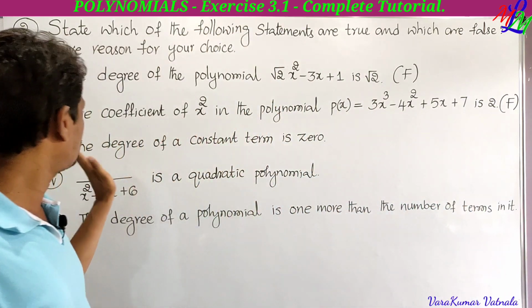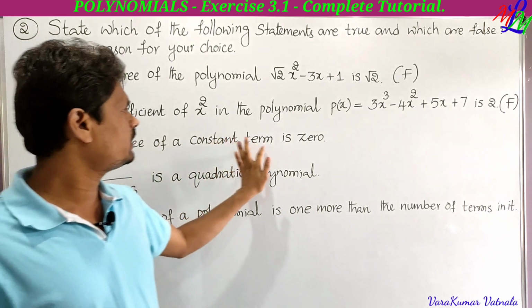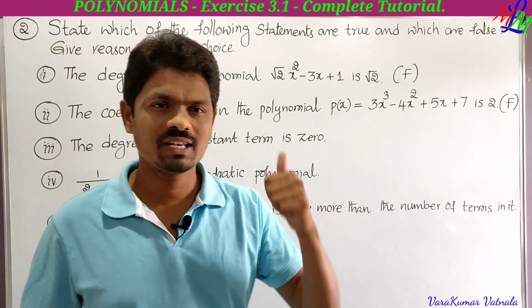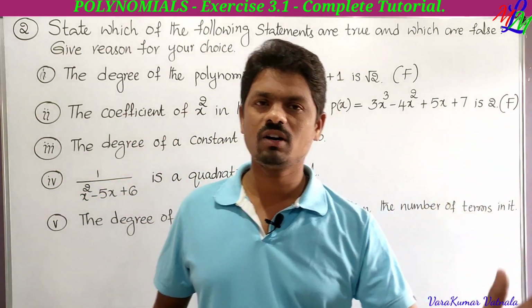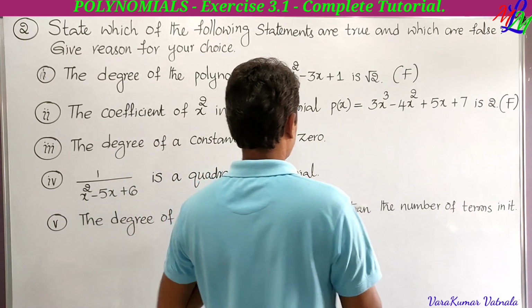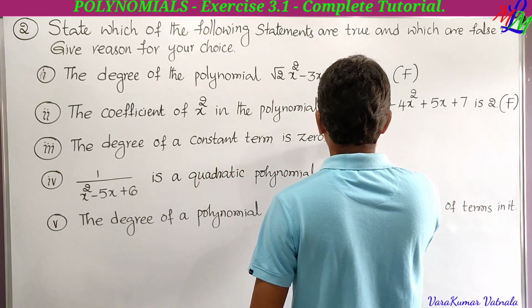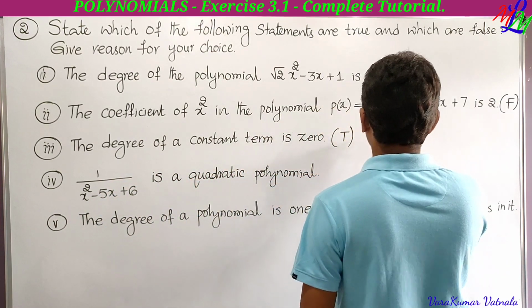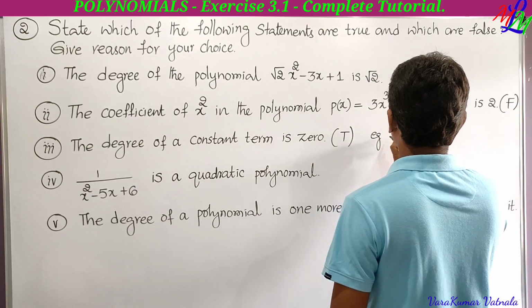So next, third one. The degree of a constant term is 0. Yes, it is true. The degree of a constant term is 0. So it is true. So see here, example. How can we give an example?